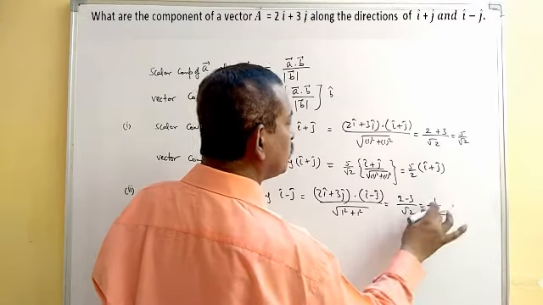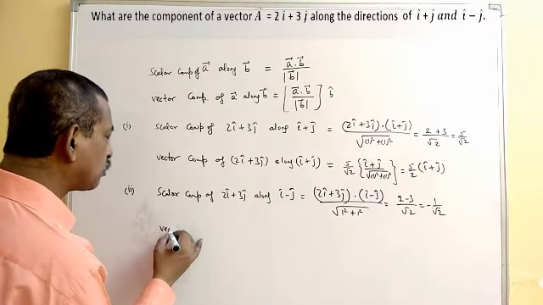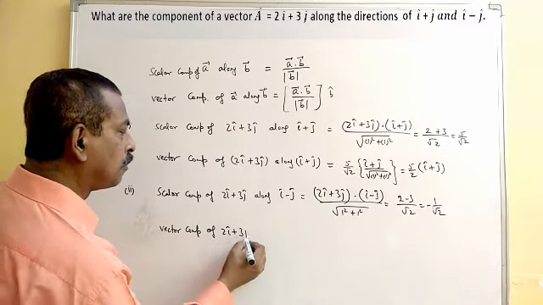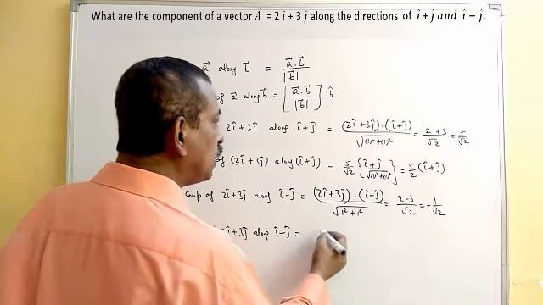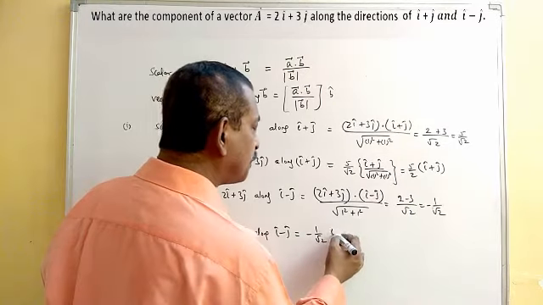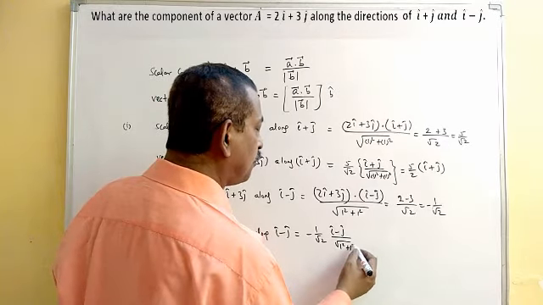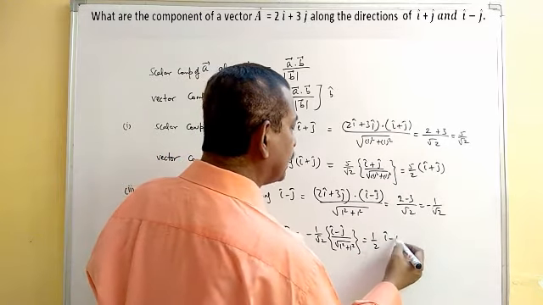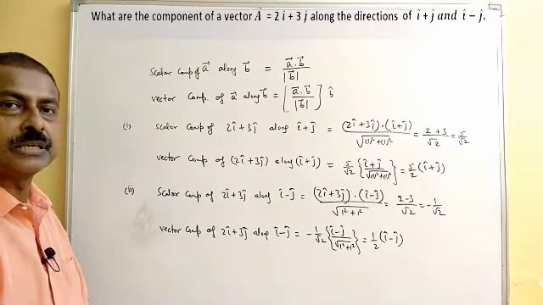So it is your minus 1 by root 2. And if you take the vector component, in that case, this will be minus 1 by root 2. And now we'll multiply it by the unit vector along i minus j. So this is your 1 by root 2 times i cap minus j cap. So this is how we get the component of the vector.